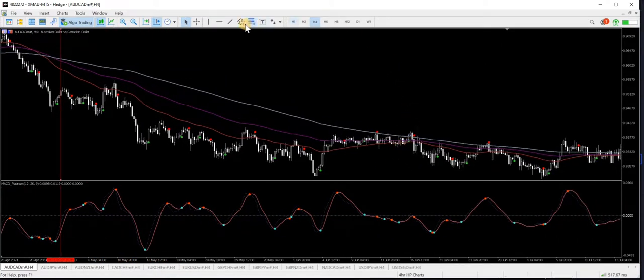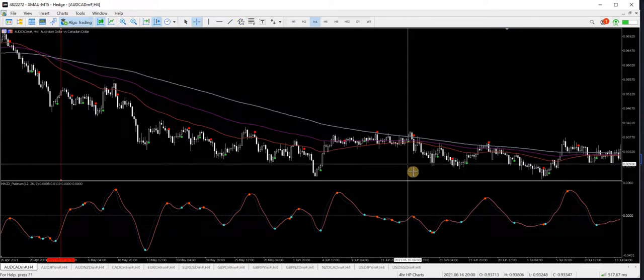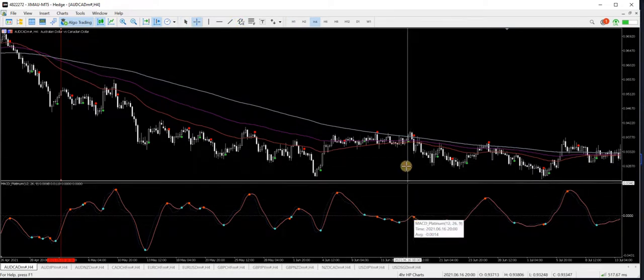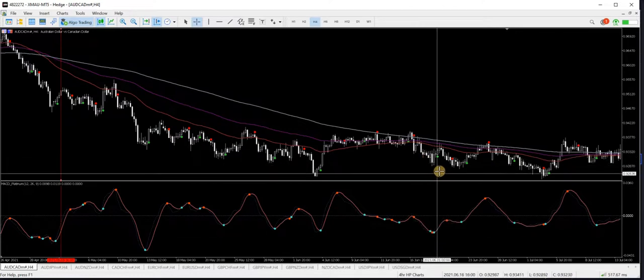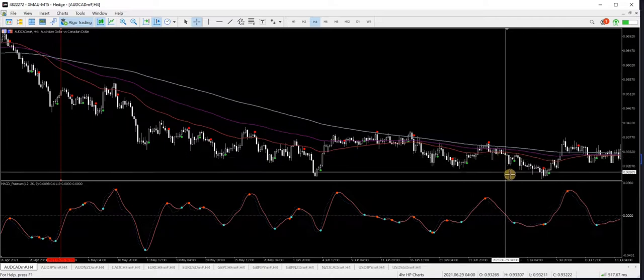MAs are still in sell mode. I know it's a little bit tricky to see, but that sell signal's not valid. The MACD platinum's not above the zero level. Ignore it. We're still in sell mode. Sell. So you see what I mean.